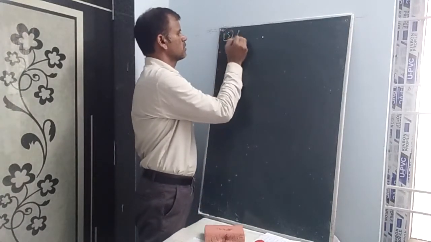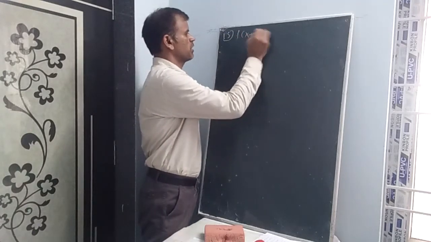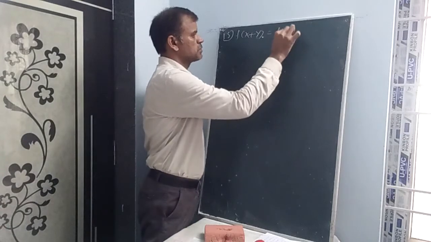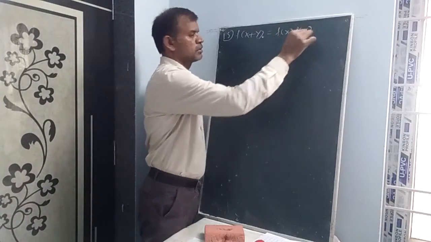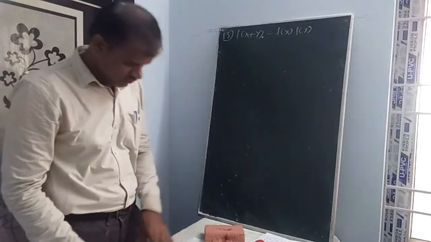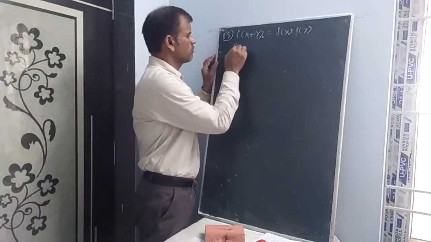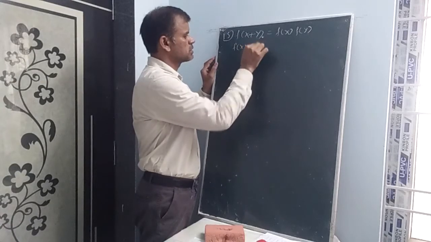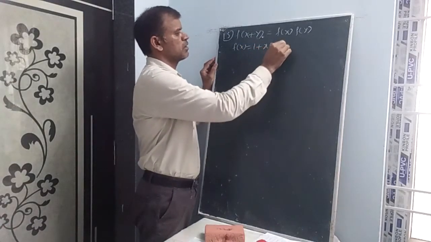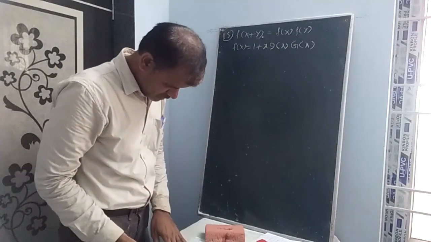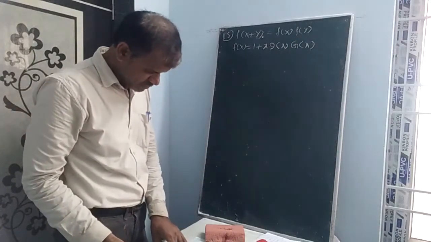15th question: f(x + y) = f(x)·f(y), and f(x) = 1 + x·g(x)·G(x), that is, 1 + x times small g(x) times capital G(x).